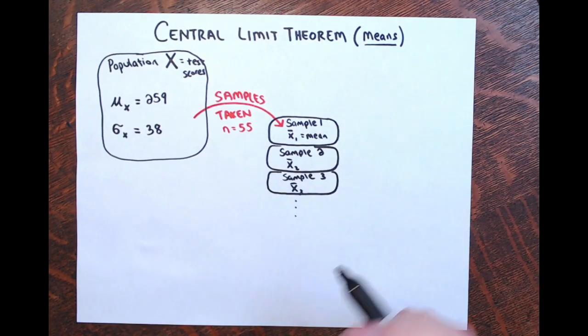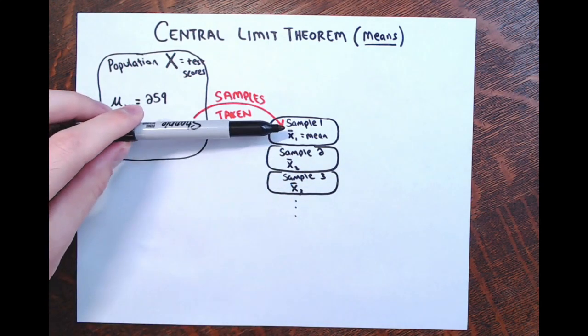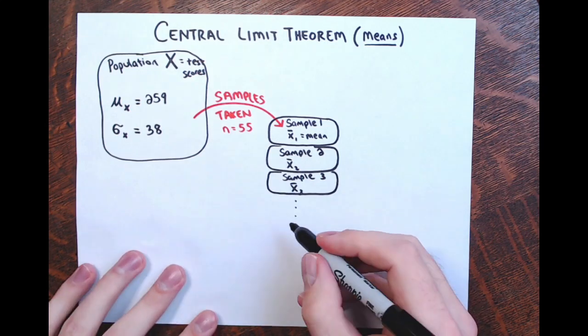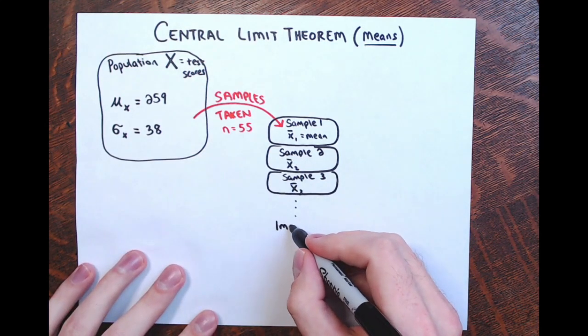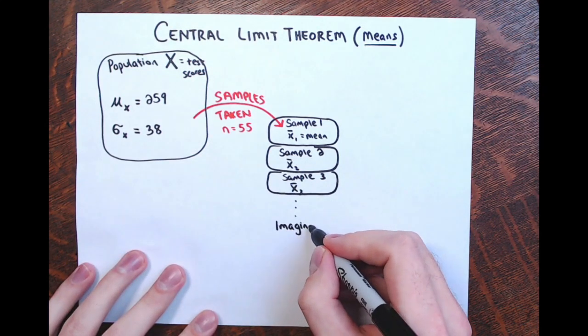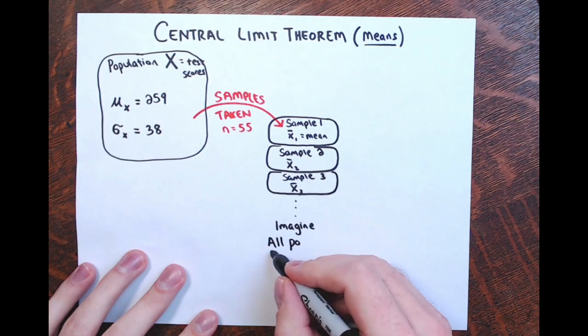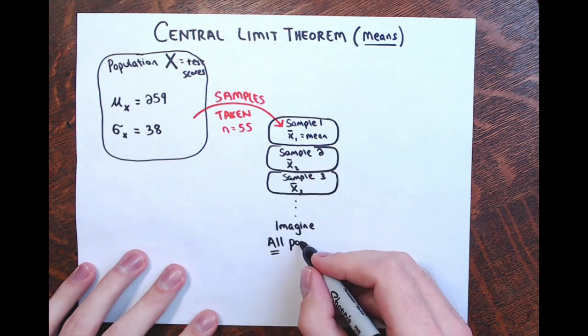I can do this as many times as I wish, until I reach all possible samples of size 55. Now, that's probably going to be hard to do in real life, right? But imagine all possible samples. So imagine you're taking all possible samples of size 55 here.